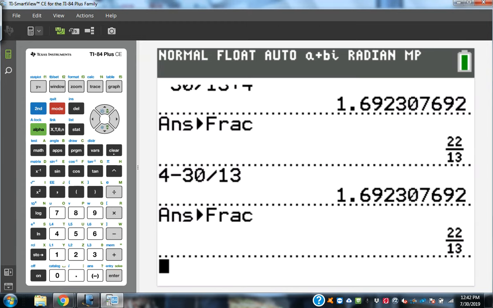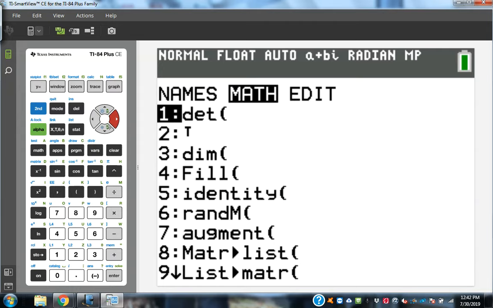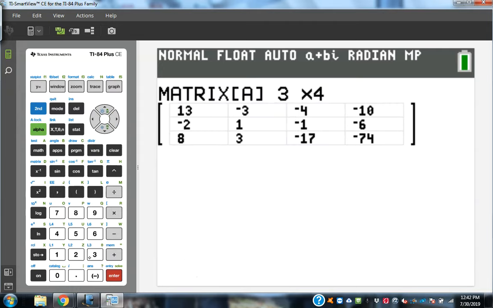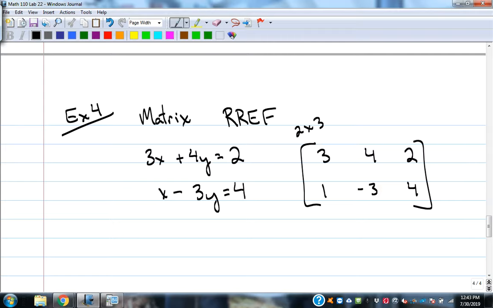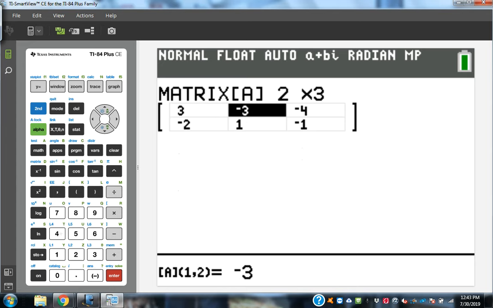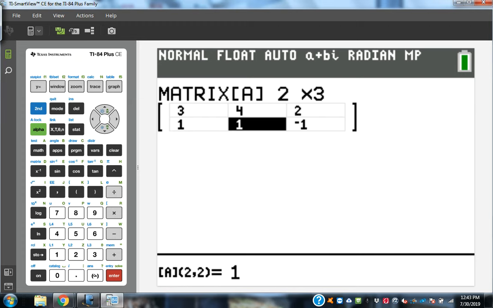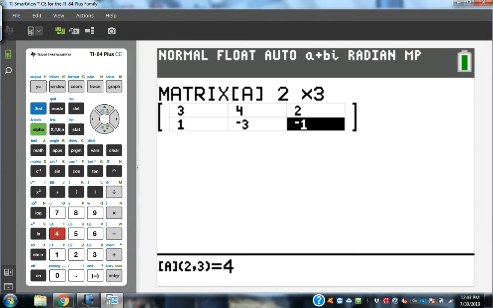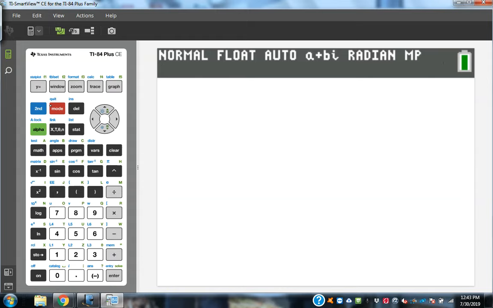So to do that, you're going to hit second and then the X inverse button. So get to the matrix menu. We're going to go over to edit, select matrix A, say 2 by 3. Put the size of it. Then you're going to enter in this matrix. 3, 4, 2 is the top row. The bottom row is 1, negative 3, 4. And second, quit to get back to the regular calculator screen.